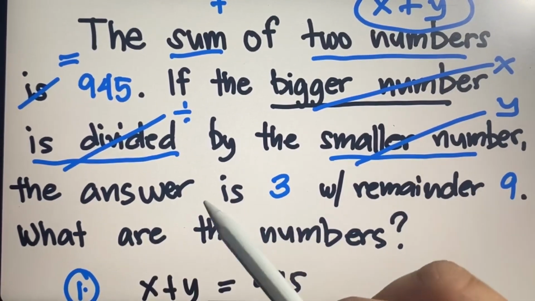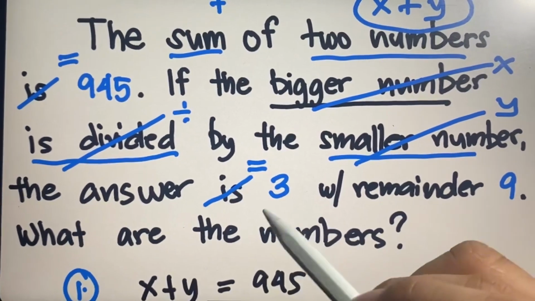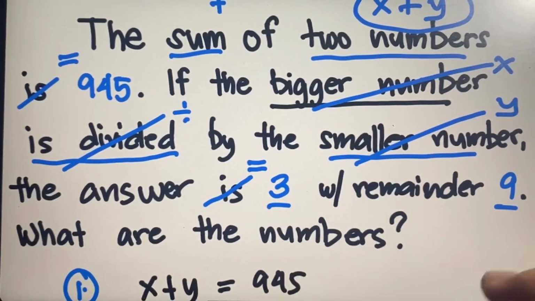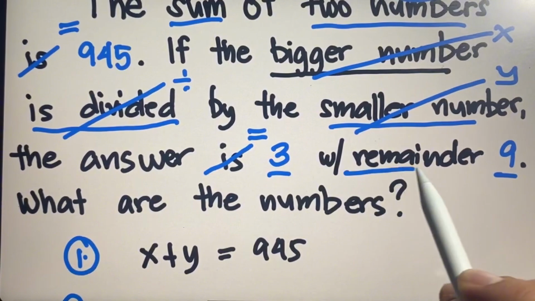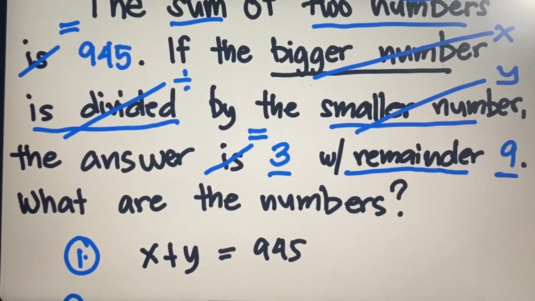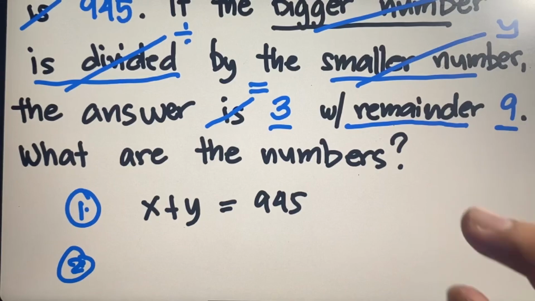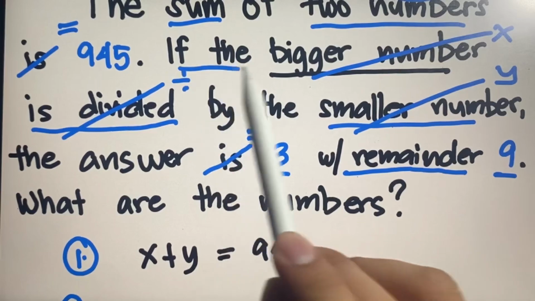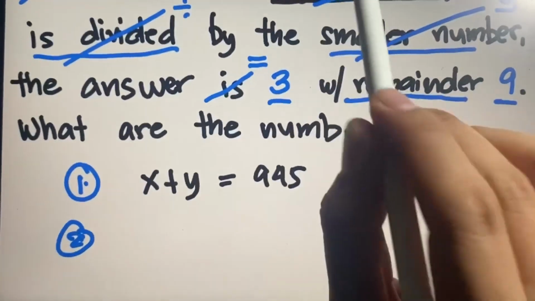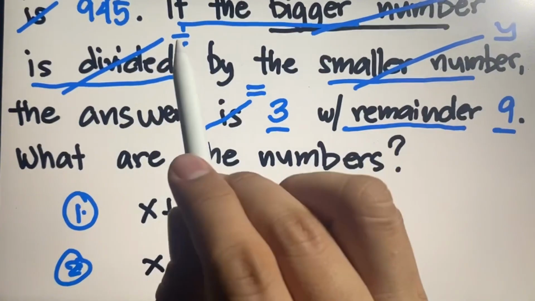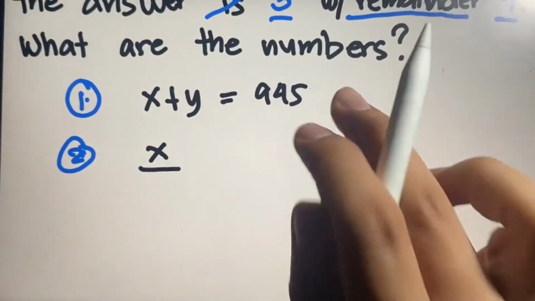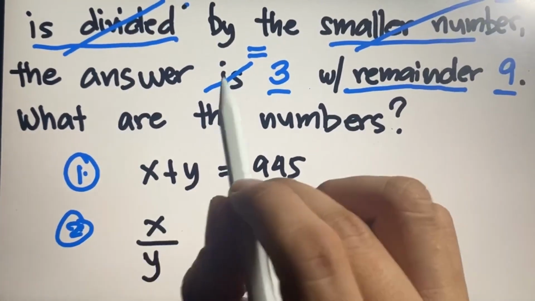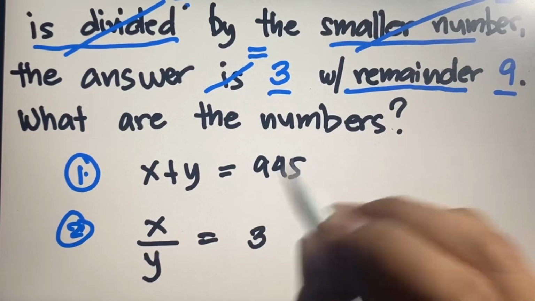So the answer is, this one is hinting us the equal sign, and this is still a constant number, 3 with the remainder 9. Since we have what we call the remainder, it's giving us a little bit of confusion and difficulty at a slight level. So let's proceed first with this. If the bigger number is x, so let us consider x here as the bigger number, divided by the smaller number, which we have assumed as y, the answer is equal to 3 with the remainder 9.